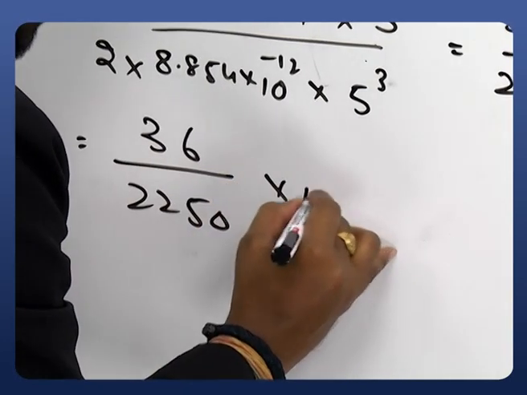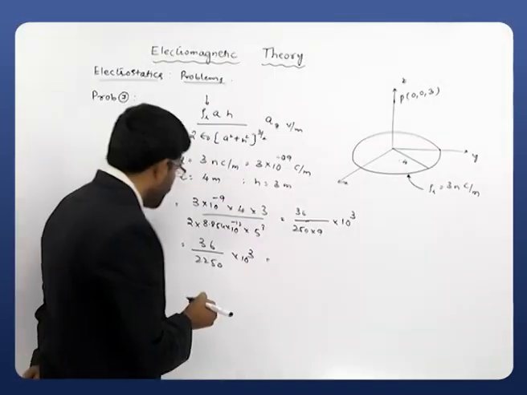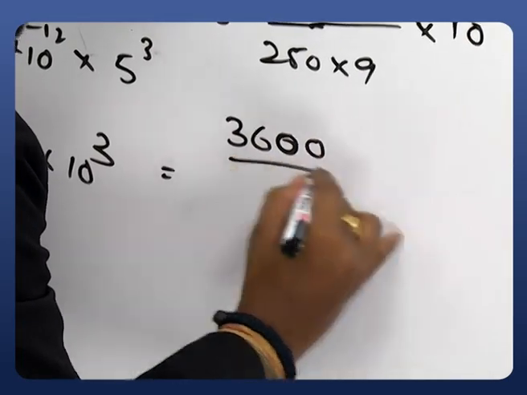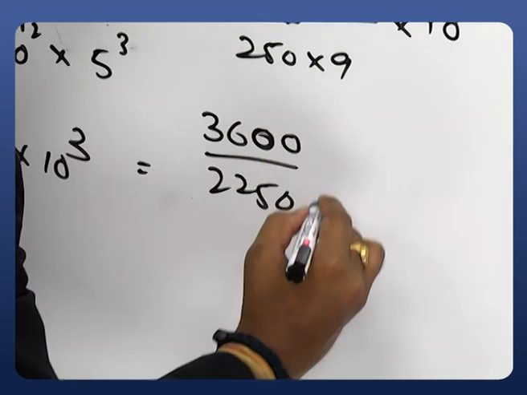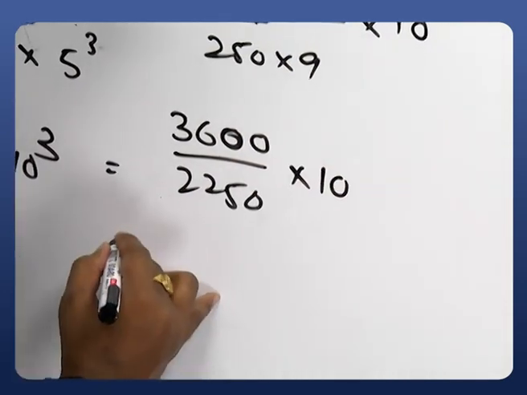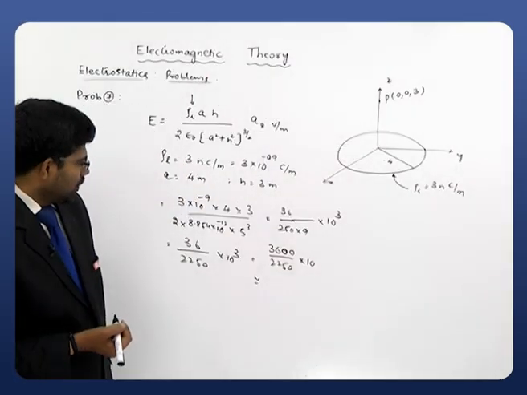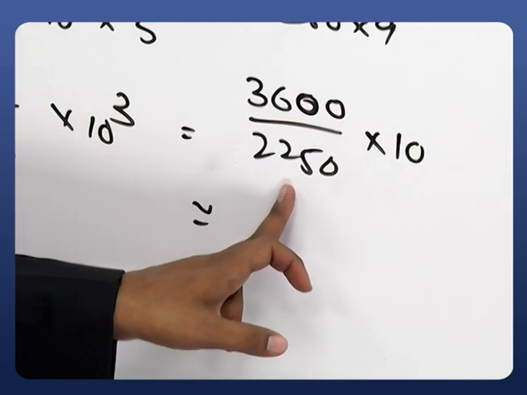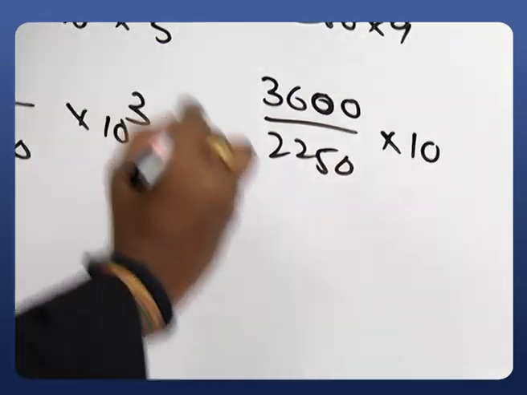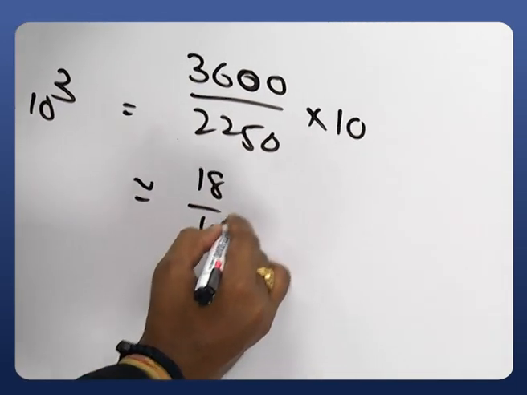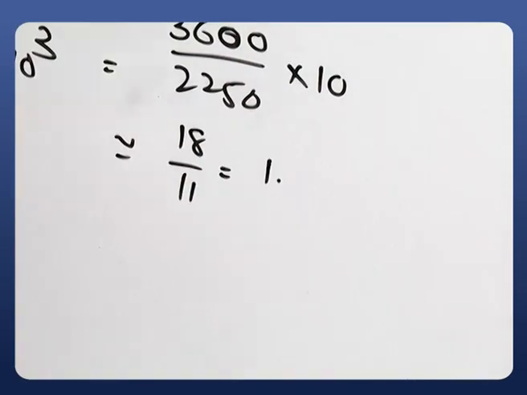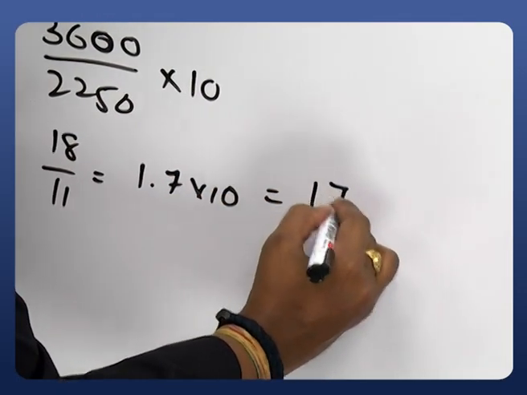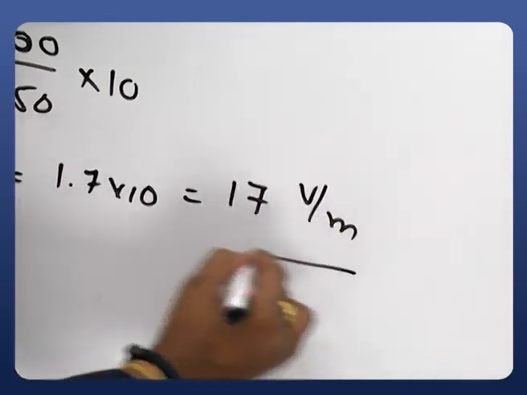2250 into 10 cube. So simply it is 3600 divided by 2250 into 10. So approximately equal to, that is what we can write as an approximation, 36 by 22. 36 by 22 is 18 by 11, which is equal to 1.7 into 10, which is 17 volt per meter.